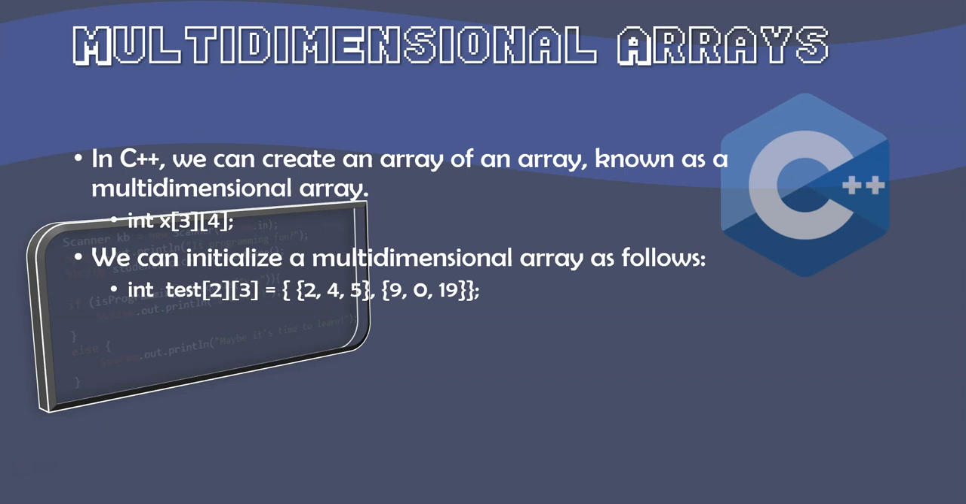Now you can initialize a multidimensional array as follows. For example, in this test array, you can see that we have set it up so that our first inner array is 2, 4, 5, separated with commas. And then our second one is 9, 0, 19, and that is here. Again, inner curly brackets show where each array begins and ends. Now, if you don't put those in here, it's not necessarily going to give you a compile error. Instead, it's going to assume where you want those values to be. But it's always better to be much more explicit with your curly brackets, and it's also going to be easier for you, the programmer, to read.